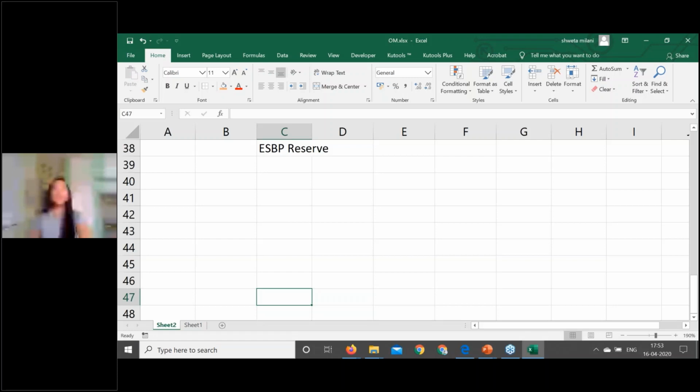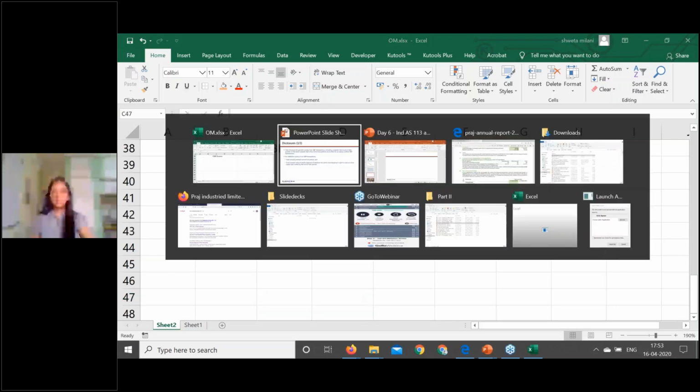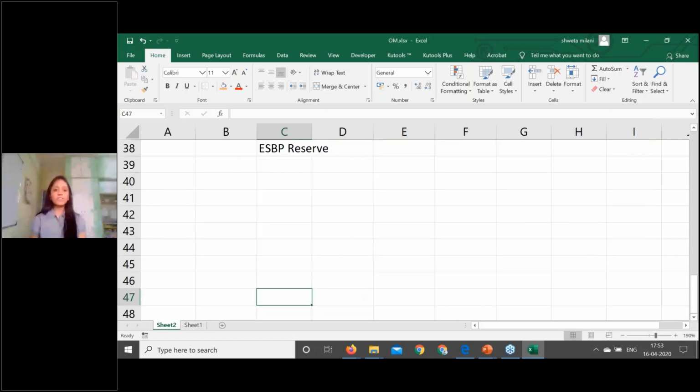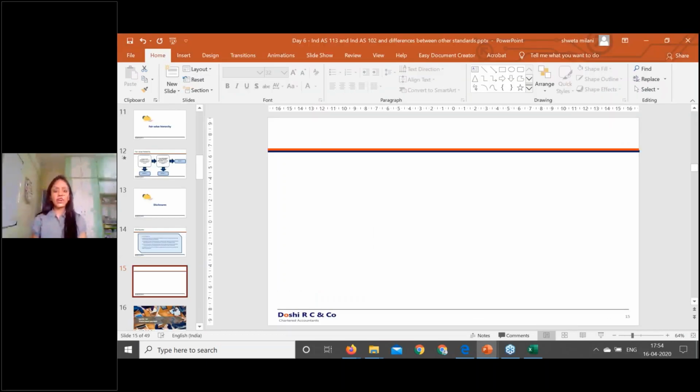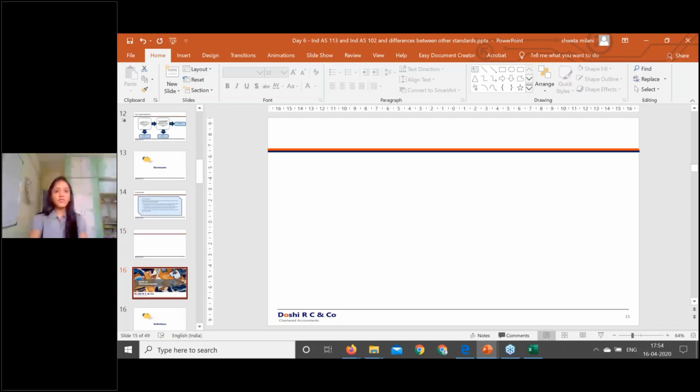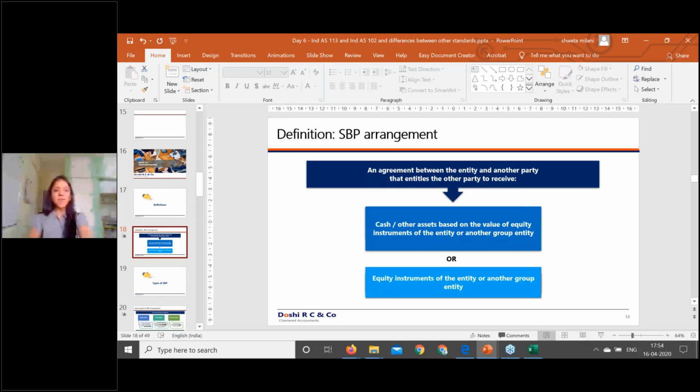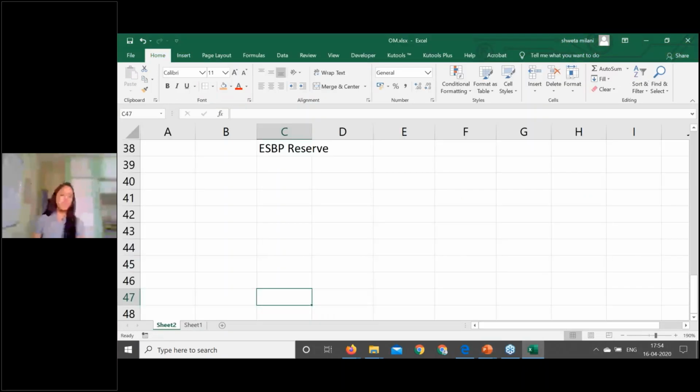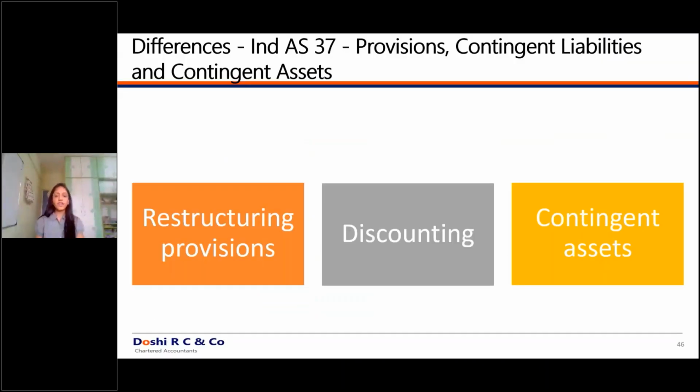And then we'll also discuss the differences between other standards. For the purpose of these differences, I have covered two important standards which we have not covered previously, just for the purpose of differences only. The first standard we will cover is Ind AS 37. I have given references in other standards, but the important concept of Ind AS 37 is the discounting concept.